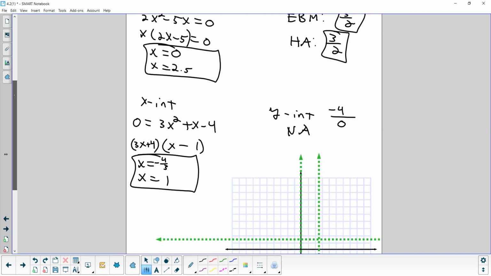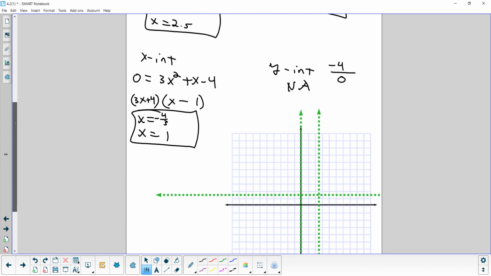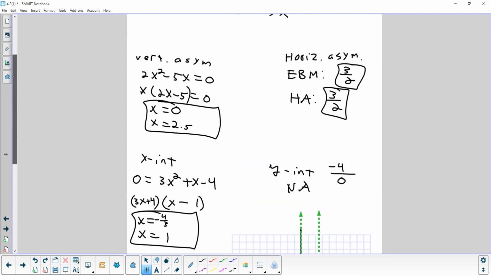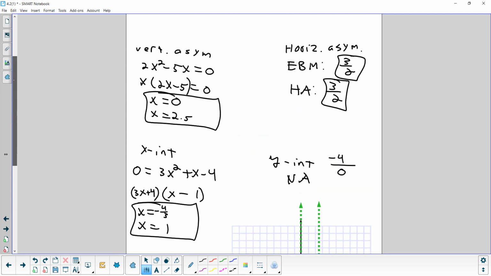And what else do I have? X-intercepts. Negative 4/3, that's negative 1.3. So, about right there. And 1. About right there. And I think I've used everything I figured out.